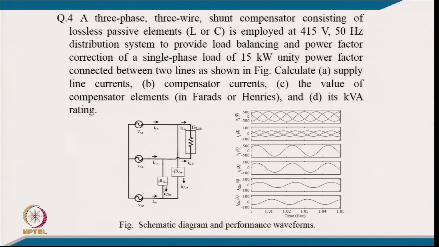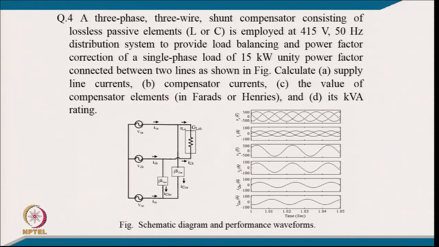A 3-phase 3-wire shunt compensator consisting of lossless passive elements is employed at a 415 volt 50 hertz distribution system to provide load balancing and power factor correction of a single phase load of 15 kilowatt unity power factor connected between two lines as shown in the figure. Calculate the supply line current, compensator current, the value of compensator element in farad or Henry, and its kVA rating.